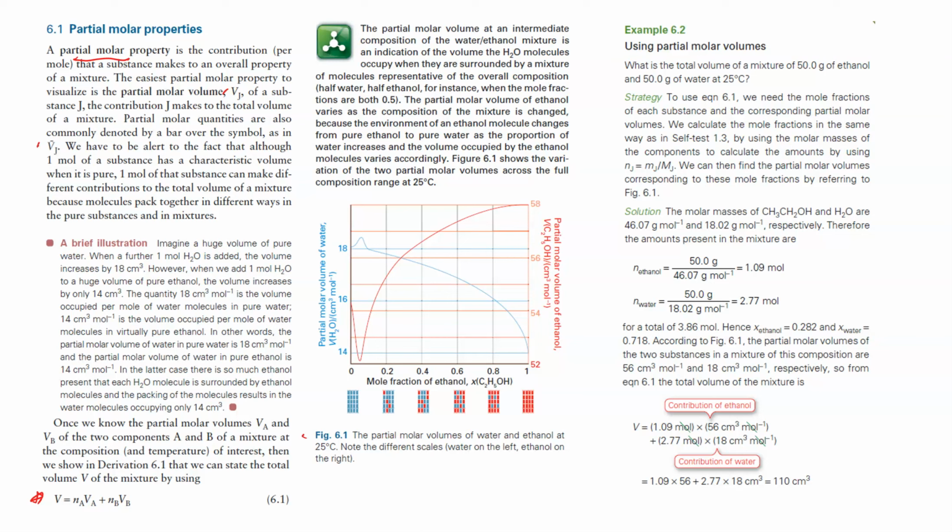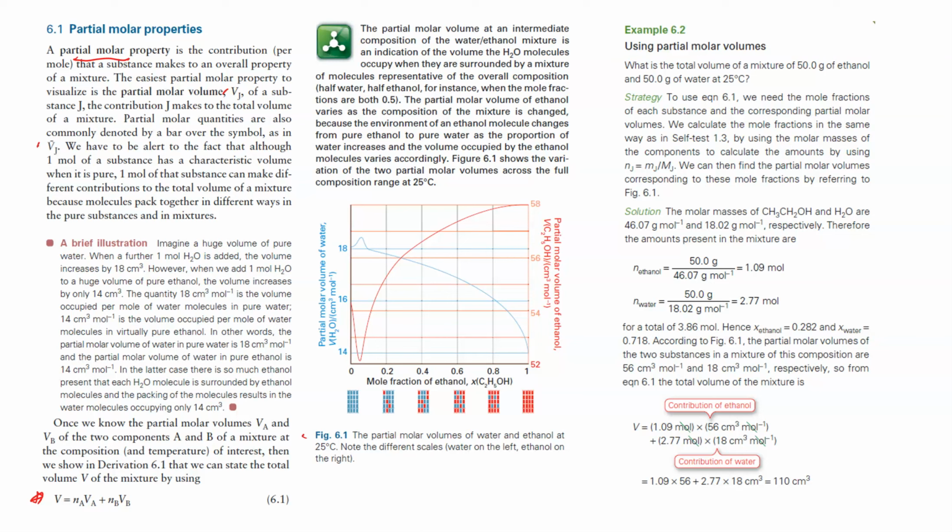as we might in the early Gen Chem type examples, by using the molar masses of the components to calculate the amounts by using n_j equals m_j over M_j, where we have mass divided by molar mass. So the number of moles is just the mass divided by the molar mass. Nothing earth-shattering here. We can then find the partial molar volumes corresponding to these mole fractions by referring to figure 6.1. The molar masses of ethanol and water are 46.07 grams per mole for ethanol and 18.02 grams per mole for water, respectively.